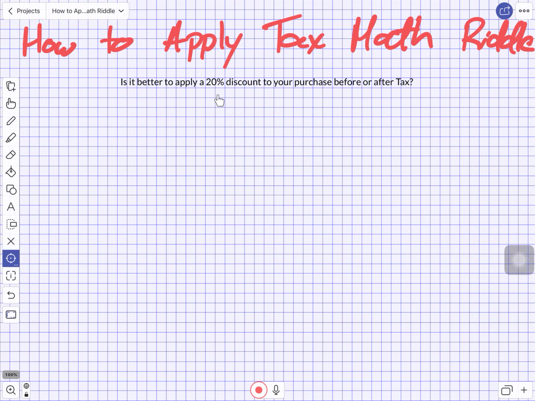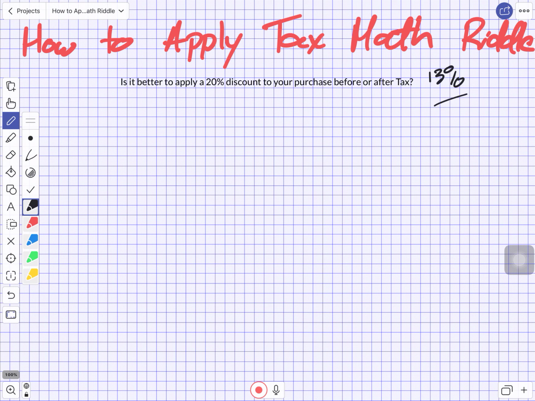So the first thing we have to figure out is, what do they mean by better? They probably mean, how are you going to spend less money, right? Will I spend less money overall if I apply the 20% and then apply tax? And in this case, do you remember what tax is in our province? Tax is actually 13%, so we've got to put that in there, okay? Or is it better for us to apply the 13% and then apply 20%?